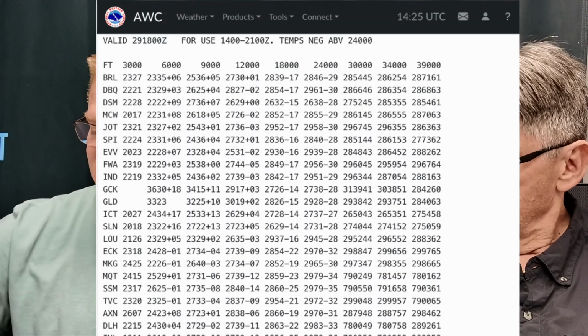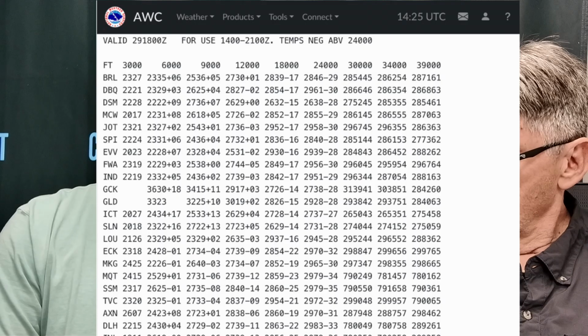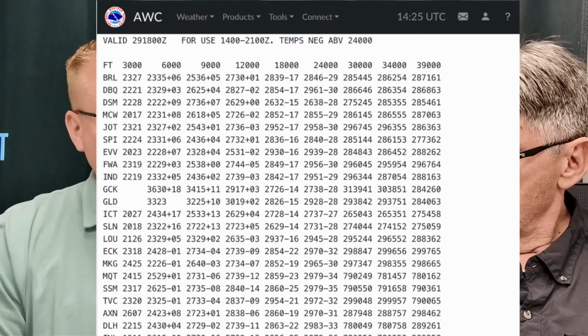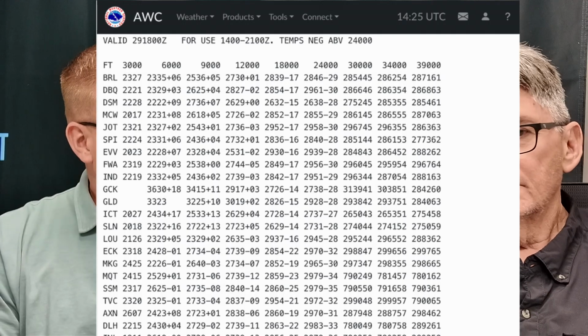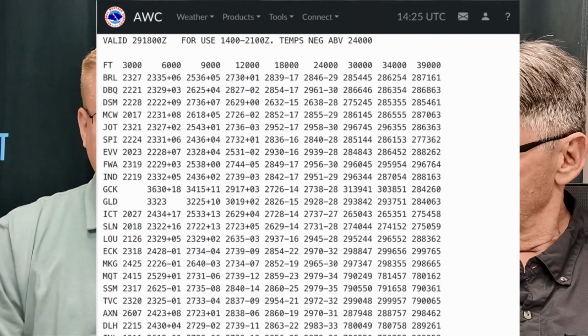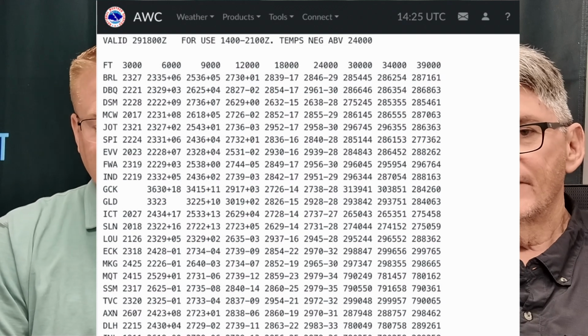All right, so back to this. He's going to have a couple things highlighted: the temps, winds and temps aloft. What is this temperature in? It's in Celsius. It's not Fahrenheit, right? So these temperatures are Celsius.